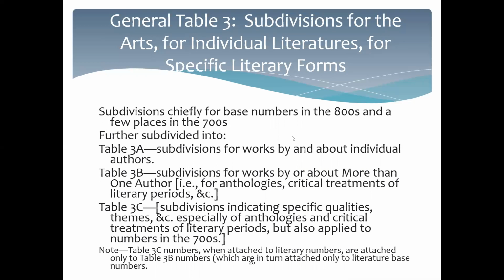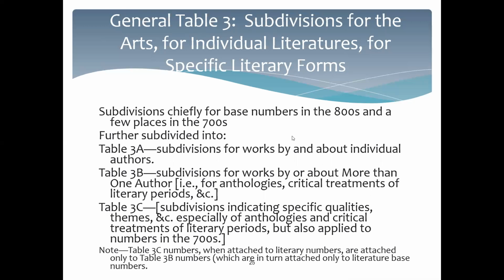Table 3A, this is for works by and about individual authors. So this would be where your biographies would go. Sorry, I'm getting a little tongue-tied this morning. Table 3B, this is works by or about more than one author. So this is where you'd put those anthologies, collected works, things like that.